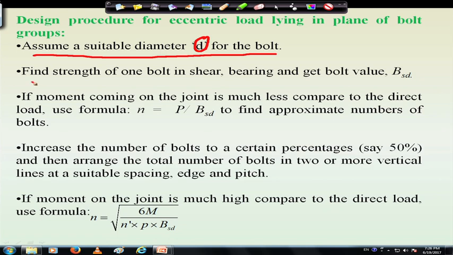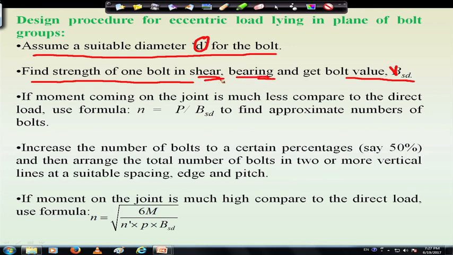Then the next step is, we will find out the strength of one bolt in shear and bearing and get the bolt value, BSD, or VSD actually, this will be VSD, right. So, we will find out the, okay, this is BSD, let us make BSD the bolt value, right. So, how do we find out this shear and bearing?